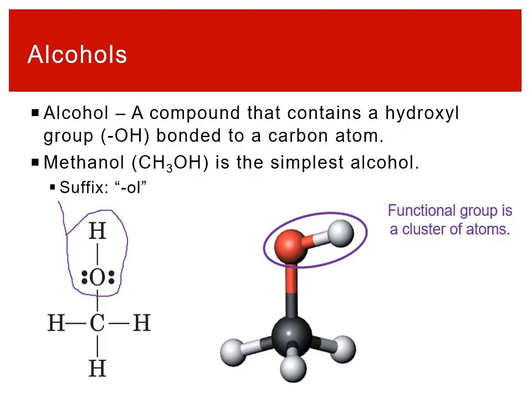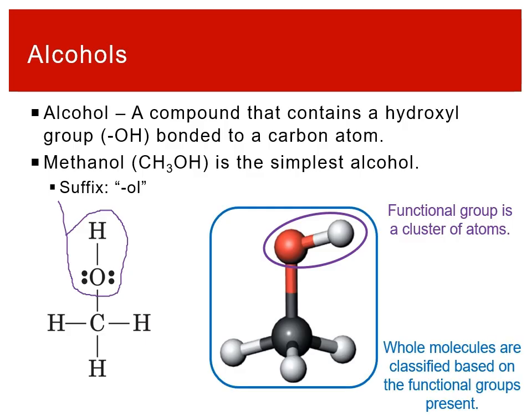Whenever we have an O bonded to an H, where the other side of the O is a carbon, that is called a hydroxyl group. That is the functional group. Molecules that contain a hydroxyl group are then called alcohols. So the whole molecule is classified based off of the functional groups that are present in the molecule. There's kind of this language: the name of the functional group is hydroxyl, and the name of the class of the molecule is alcohol.